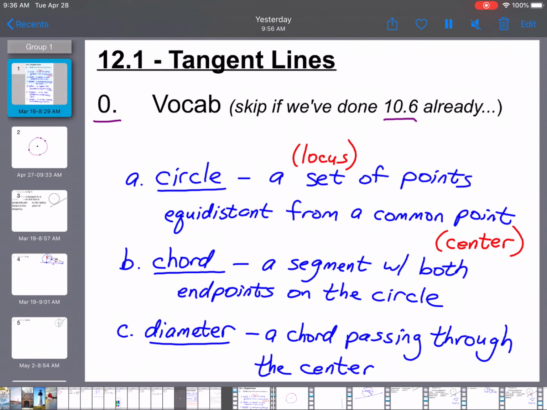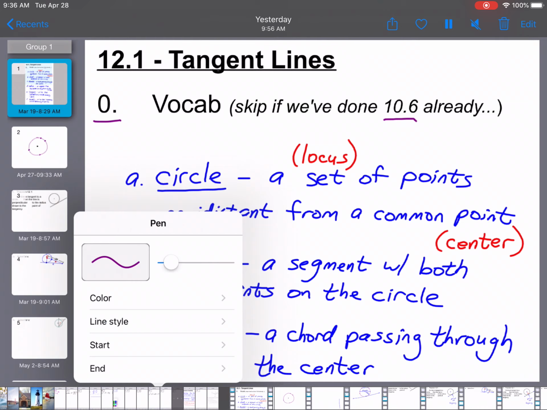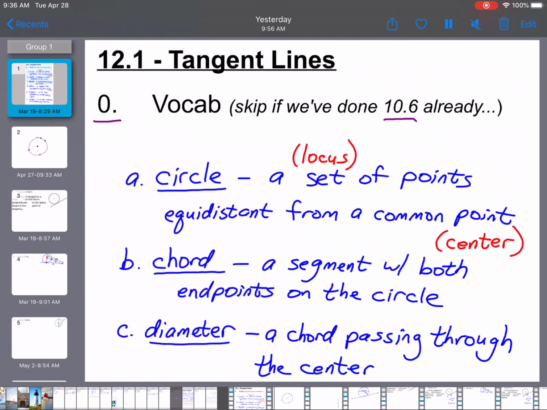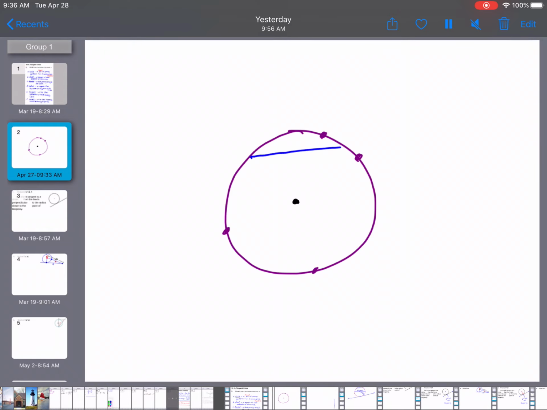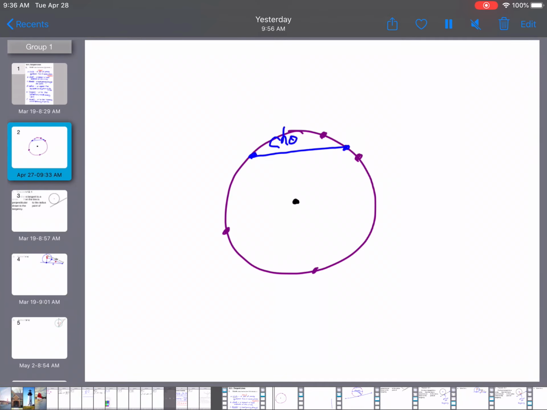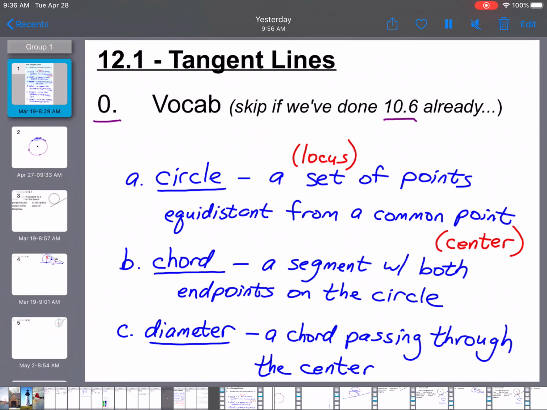Okay, the second term we're going to talk about is a chord. A chord is a line segment with both of its endpoints located on the circle. So let's go back to the diagram, and if we locate two points on that circle and then connect them, that's what we call a chord. A little bit different from a musical chord.